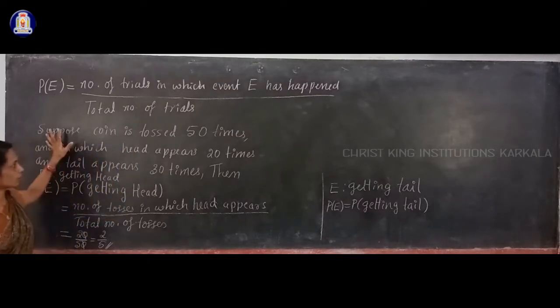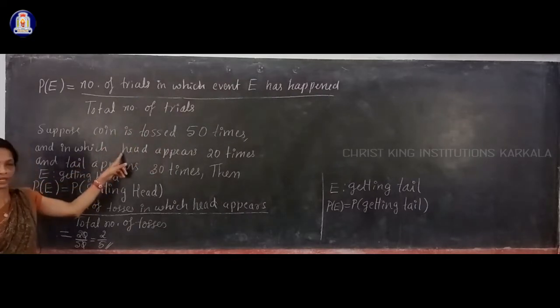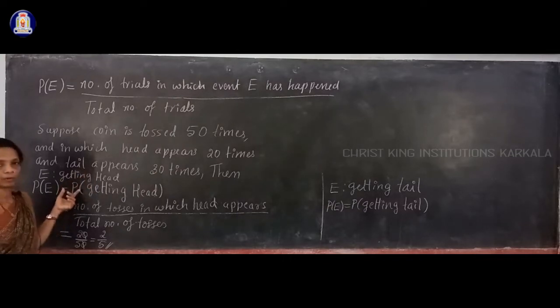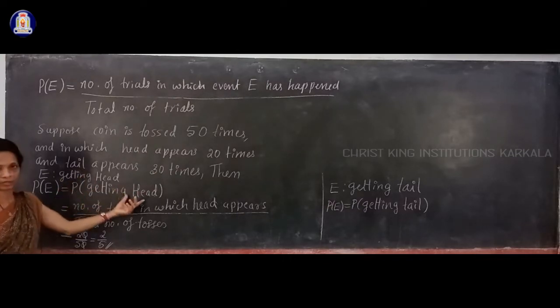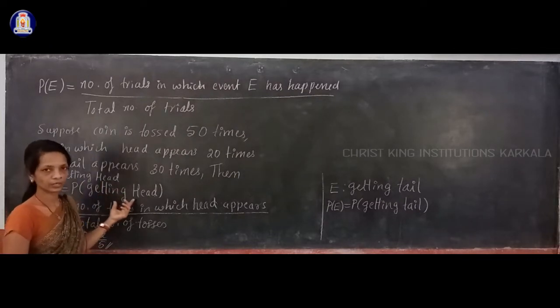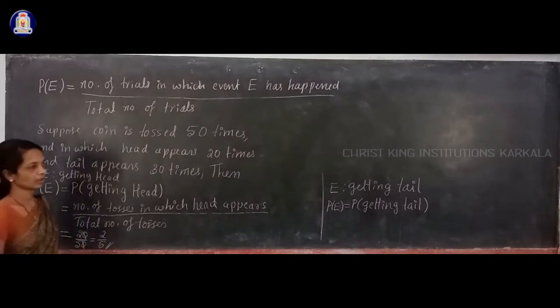That is, tossing a coin 50 times, in which 20 times you get head and 30 times you get tail. In that experiment we calculated the probability of getting head. Probability of getting head means in how many tosses you got head, that you write in the numerator, divided by how many tosses you did, that in the denominator. So 20 by 50 gives you 2 by 5.